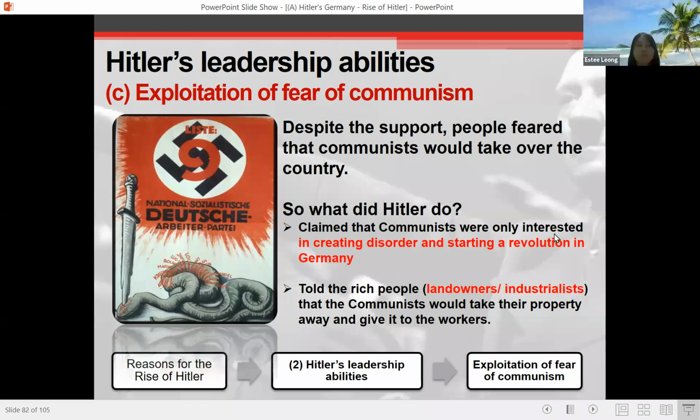In that creating this revolution in Germany, and he used what's happening in Russia.